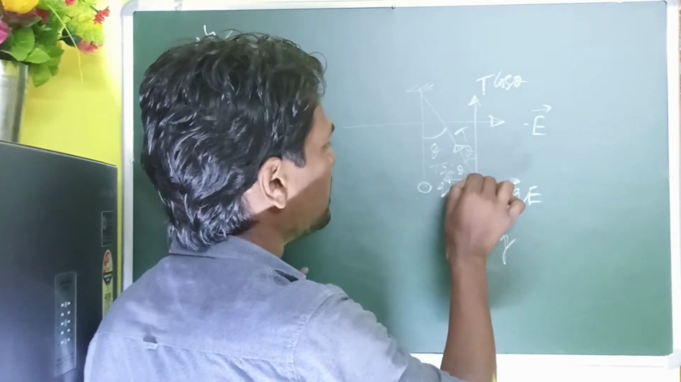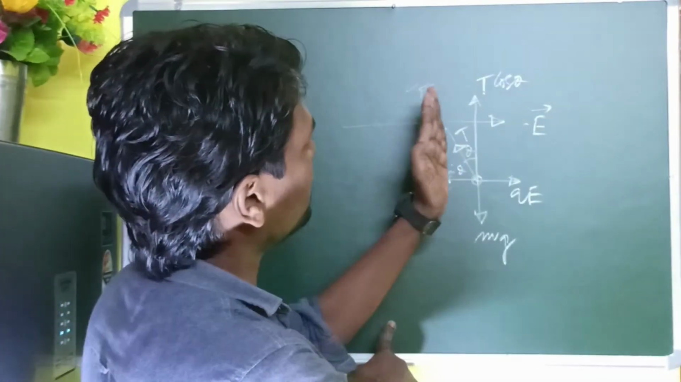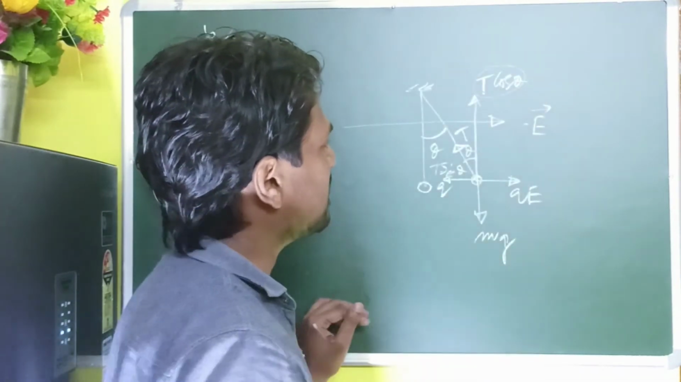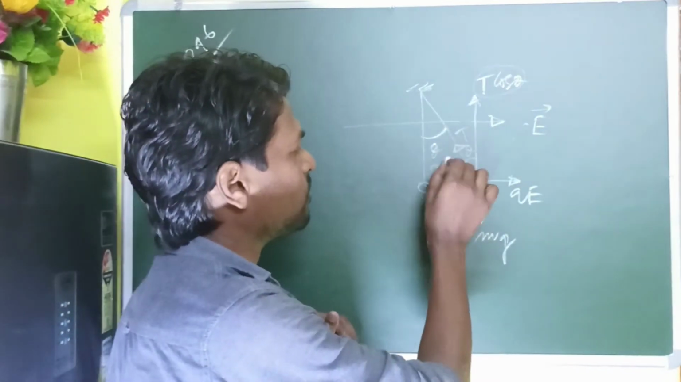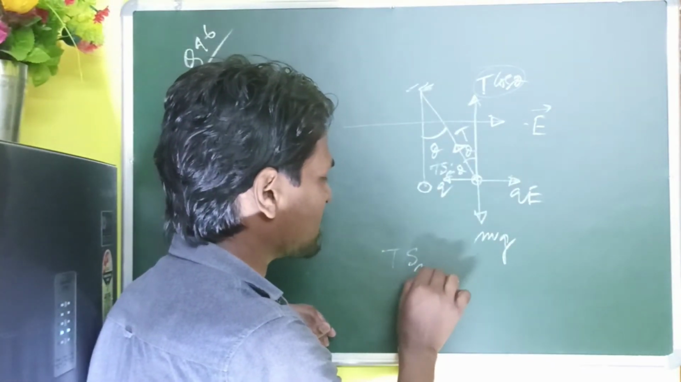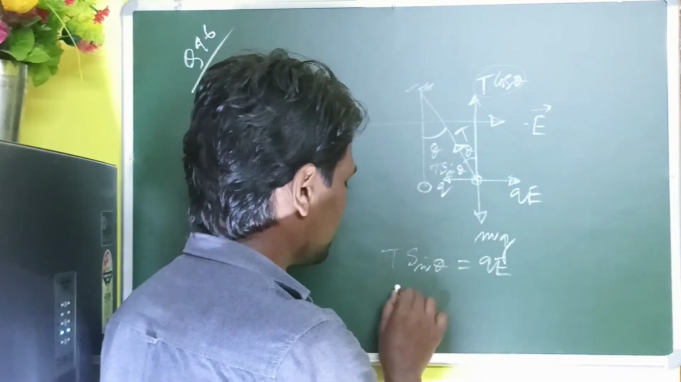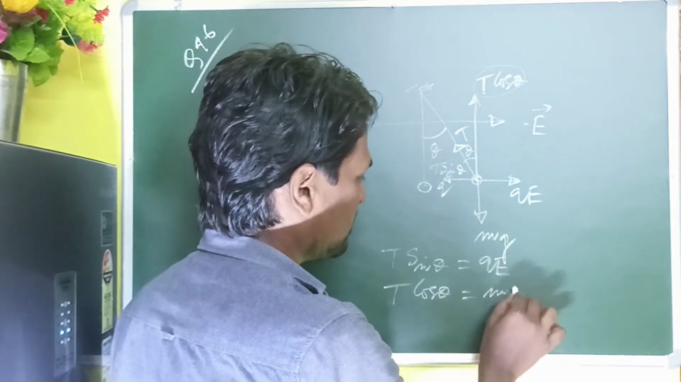What is T cos theta? जहाँ पर थीटा हो उस डायरेक्शन में ये टेंशन का जो कंपोनेंट है वो हो जाएगा T cos theta, और T cos theta के साथ परपेंडिकुलर और एक कंपोनेंट लेना पड़ेगा, वो हो जाएगा T sin theta. So in equilibrium condition, since this is a static condition, you can say that T sin theta is equal to qE and T cos theta is equal to mg.